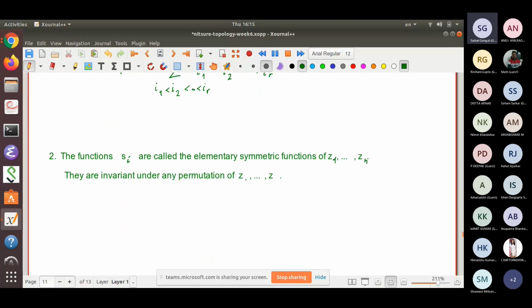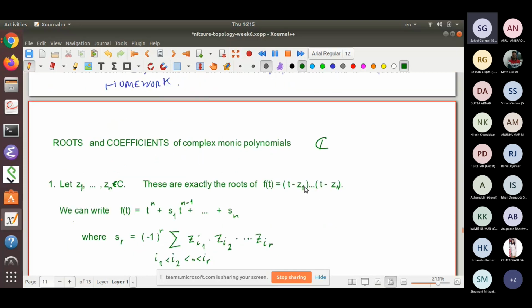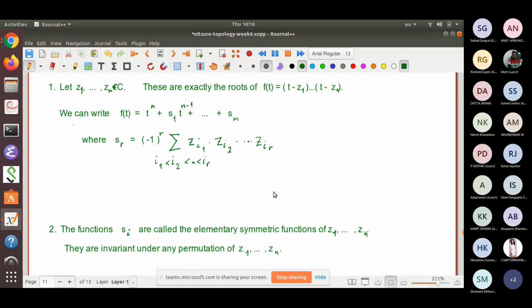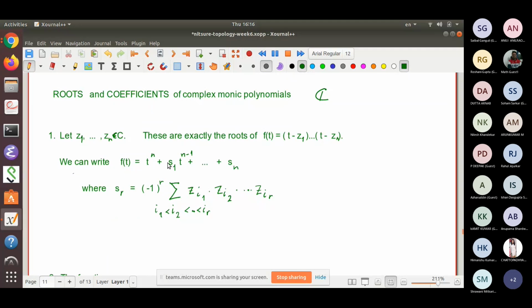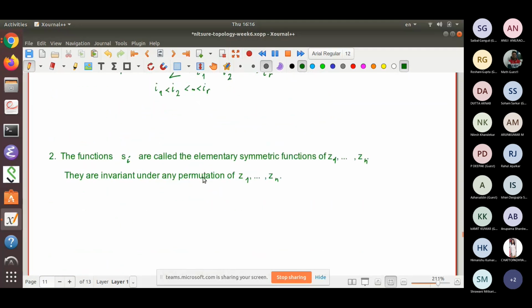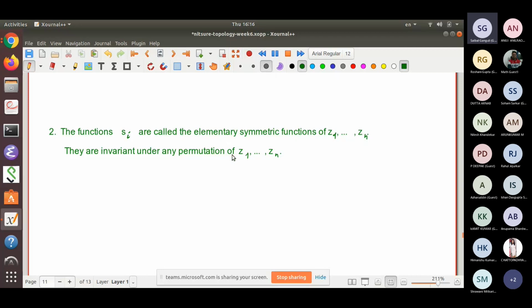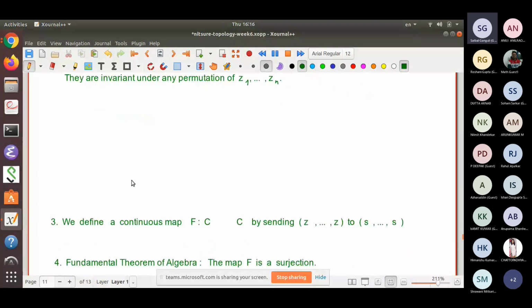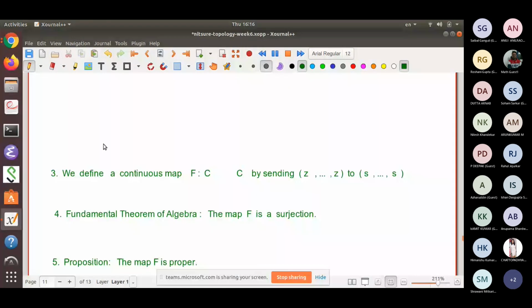And they are invariant under permutation. This is what is symmetric about them, because if I make any exchange of the zi's, that simply means I'm interchanging some factors in this polynomial. So the polynomial remains the same because multiplication is commutative here, and so the si's don't change after this permutation. So they are invariant under any permutation. I seem to have left some space here for you to write the proof. Okay, you write the proof. Now, I have already told you the proof.